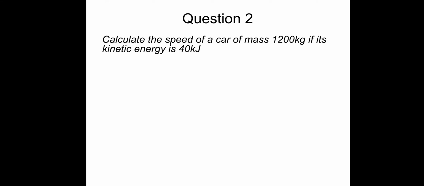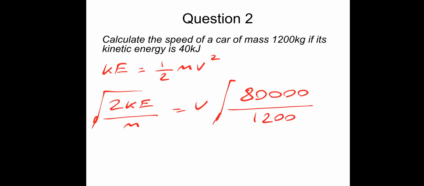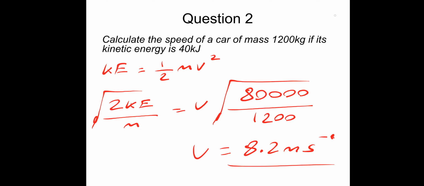So next one, calculate the speed of a car of mass 1,200 kilograms if its kinetic energy is 48 kilojoules. So I'll show you how to do this now. So kinetic energy is a half mv squared. So the speed would be 2 times the kinetic energy divided by the mass, and then we need to square root to get v. So 2 times the energy is 80 kilojoules, which is 80,000 joules, divided by the mass of 1,200 kilos, and then we square root, and that'll give us the velocity, the speed, which is 8.2 meters per second. Hopefully that went okay. Let's see what's next.